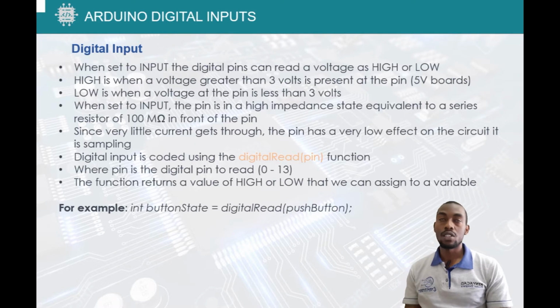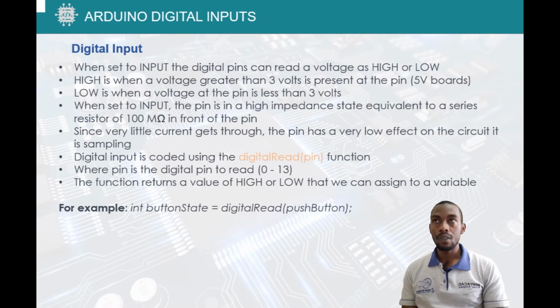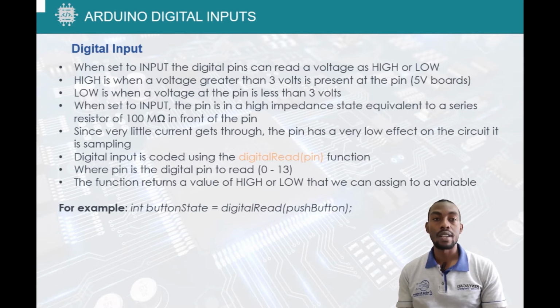So what's a digital input? When a digital pin is set as input, we can read a voltage as either high or low. In this case, we are not outputting, we are only reading from the digital pin. High is when a voltage greater than 3 volts is present at the pin, and low is when a voltage lower than 3 volts is read at the pin.